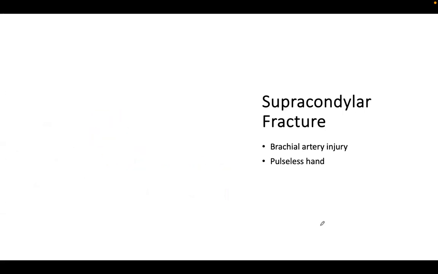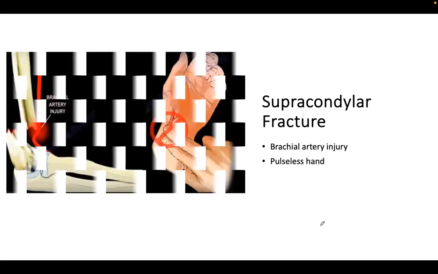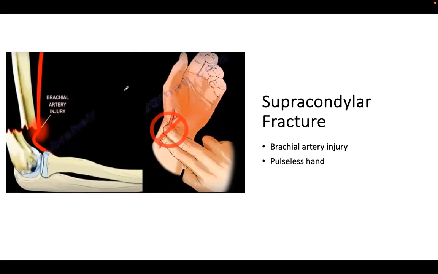Now, take note, a supracondylar fracture also can injure the brachial artery. And this is what we call in clinical practice a pulseless hand. You also have to be careful in this area because the muscles of the arm as well as the forearm are arranged in compartments divided by fascia.